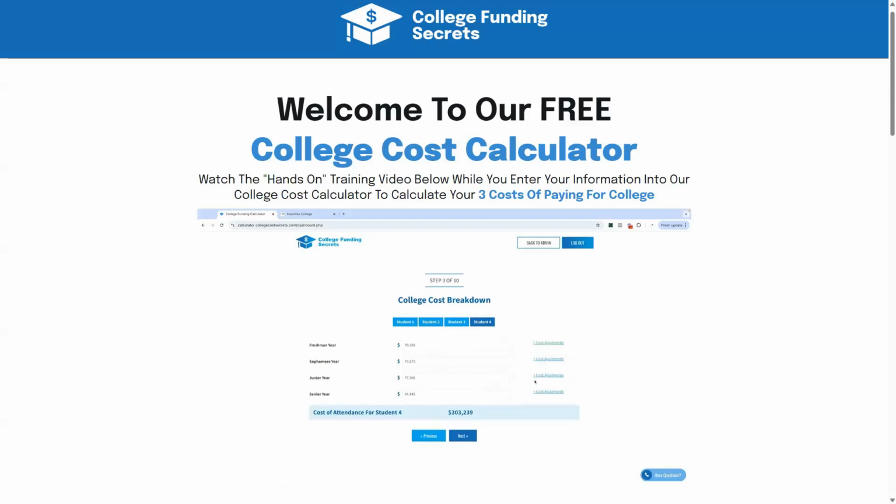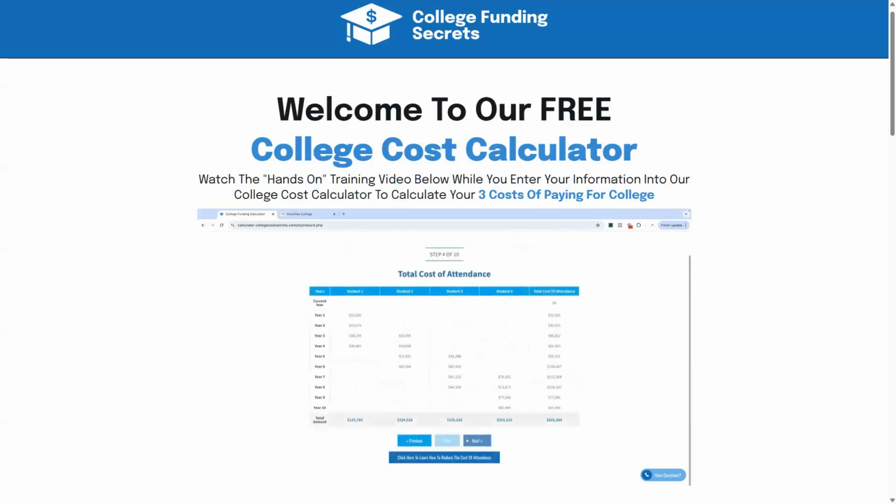Then you can make those adjustments on each individual year. Then you're going to click on next, and it's going to give you a grand total for all of your kids, whether you have one or whether you have 10. It's going to break down each year and all of your kids for each one of those kids going to those schools.